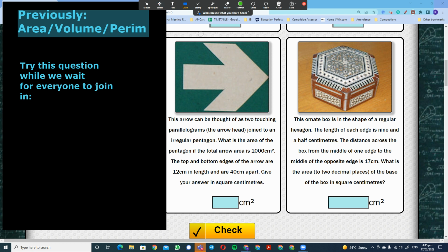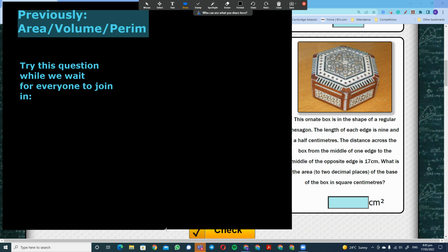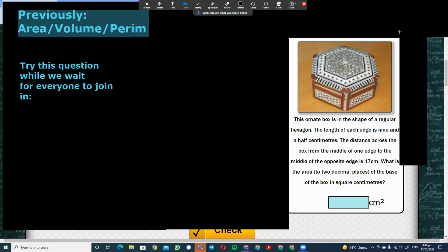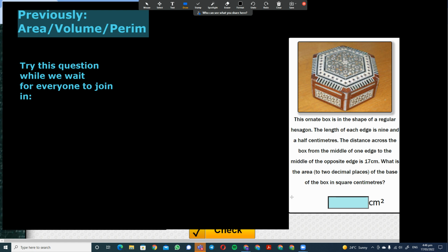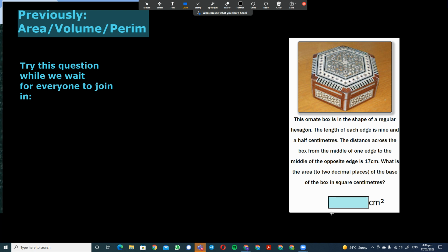All right, if you look at the next question on the right hand side there, this one is an ornate box, and we've got to calculate. It's in the shape of a regular hexagon, which is 6 sides. I want you to work this one out. And when you're done, let me know when you're done. Okay, try that one.